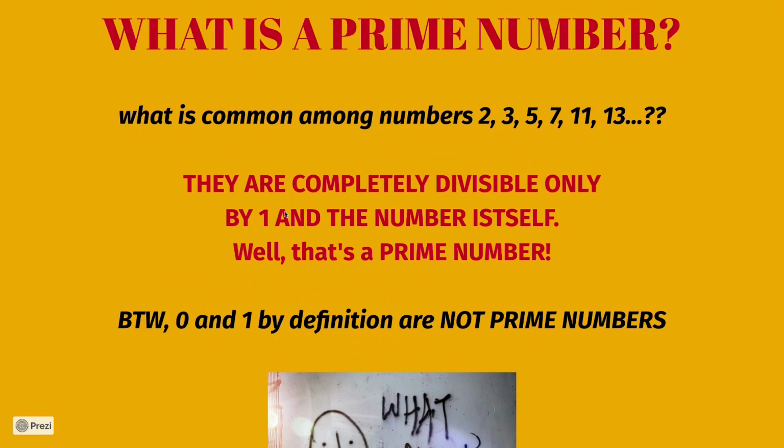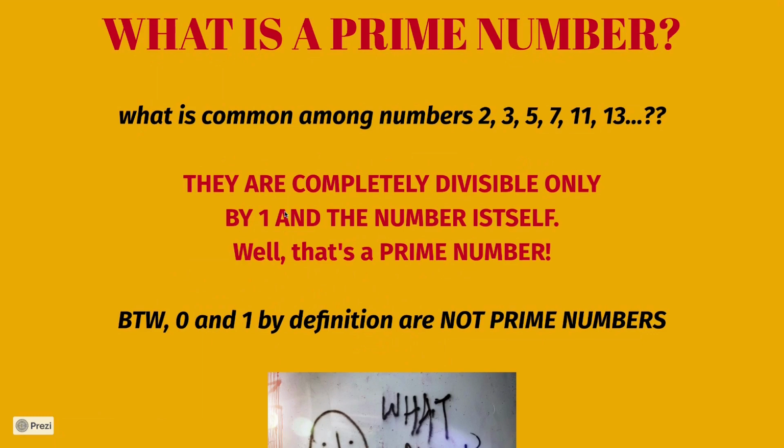So for example, number 3. Number 3 is divisible only by 1 and 3. Number 5, starting from 1 up till 5, is divisible only by 1 and 5. Number 4, starting from 1 up till 4, is divisible by 1, 2, and 4, so it's not a prime number. All in all, you have to understand that a number which has only two factors is a prime number, and if it has more than two factors, it's not a prime number.